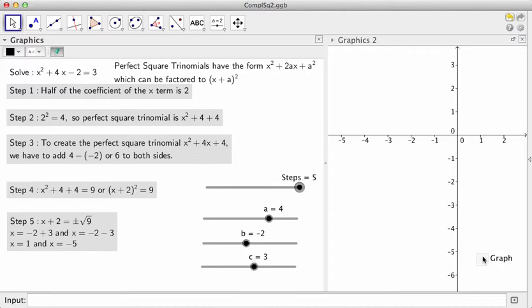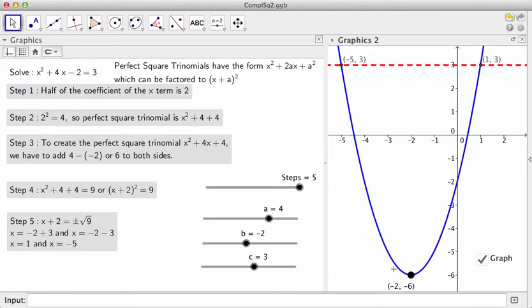We also can take a look at what this looks like when graphed. Here we have the blue representing the graph of x squared plus 4x minus 2, the red dashed line representing the line y is equal to 3. You can see that these intersect at 2 points. We have the point 1 comma 3 and the point negative 5 comma 3. The 1, that was one of our solutions, x is equal to 1. The negative 5 of this point was our other solution, x is equal to negative 5.